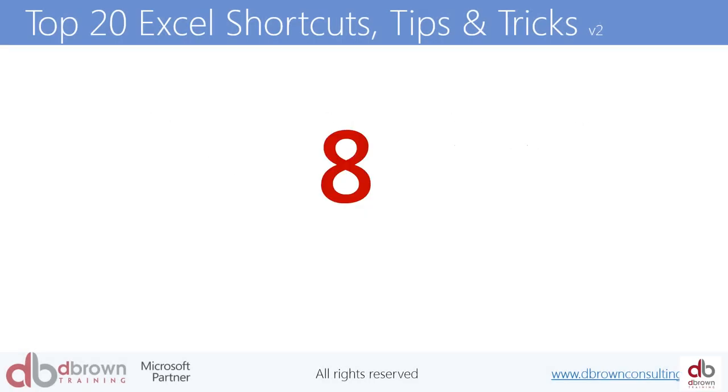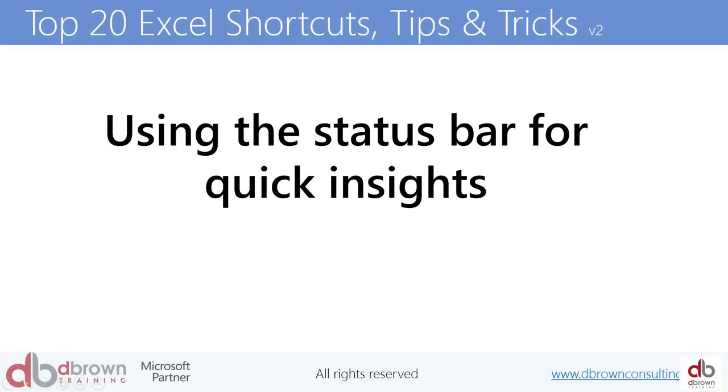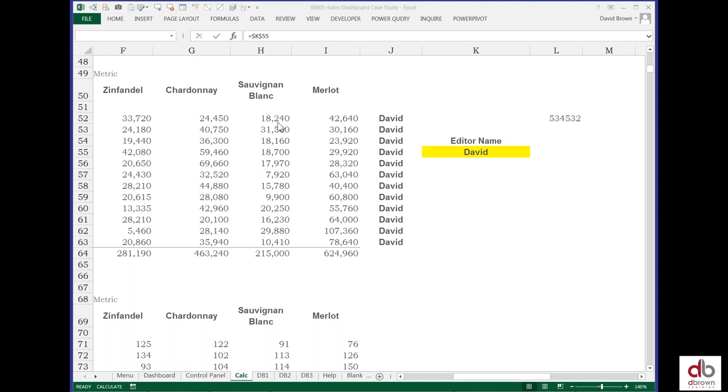So the next step, tip number 8, is using the status bar for quick insights. Use your status bar for quick insights. A lot of times we forget that the status bar has a lot of interesting insights. For example, I have this table, and if I highlight this table, at the bottom here I have a sum, obviously. This is a summation, sum of all my values.